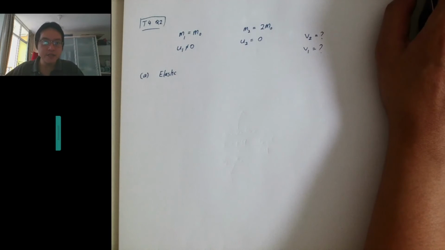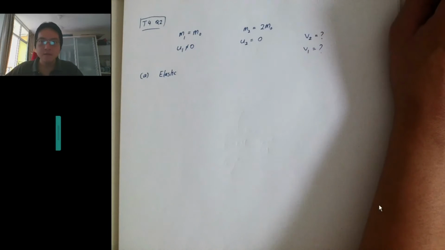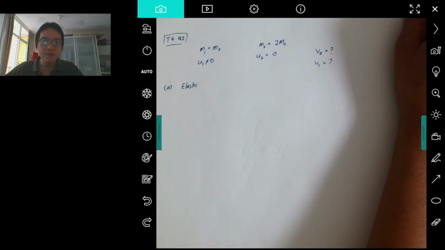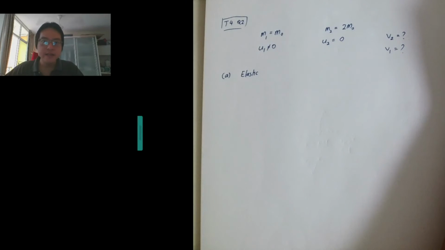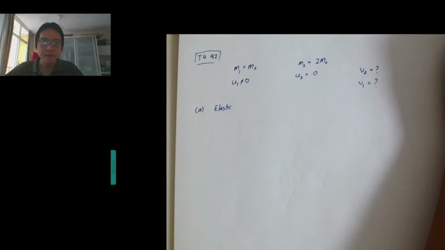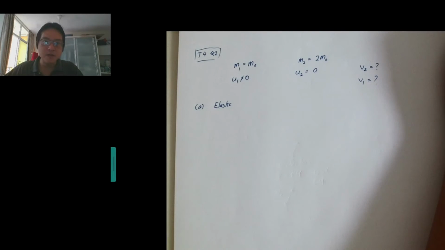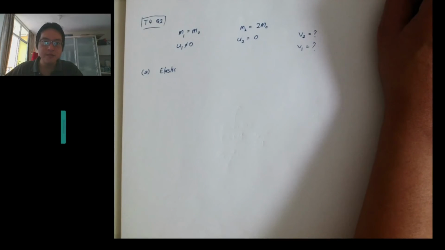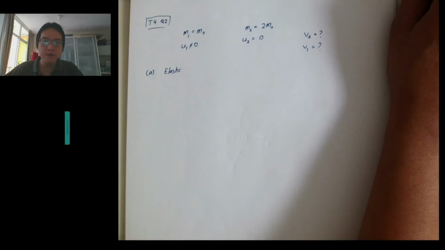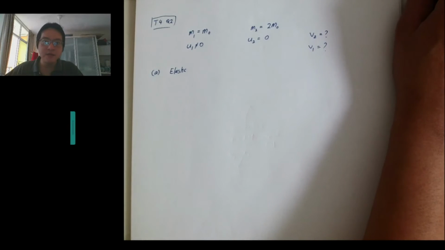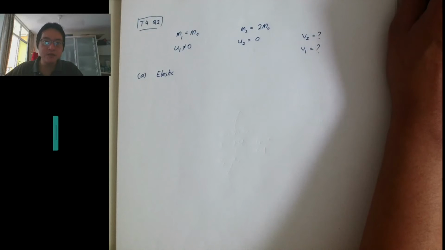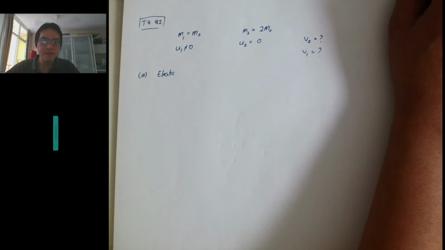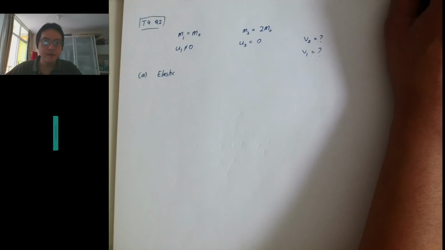So when it comes to elastic collision, the kinetic energy is... wait, what happened to my full screen? When it comes to elastic collision, the kinetic energy is conserved. Of course it is a collision, so momentum is also conserved. So you have two things that are conserved. And if you recall what we did in our lecture, we derived a formula that is quite useful for this case. Let me quickly fix this and then we continue. Okay, full screen.